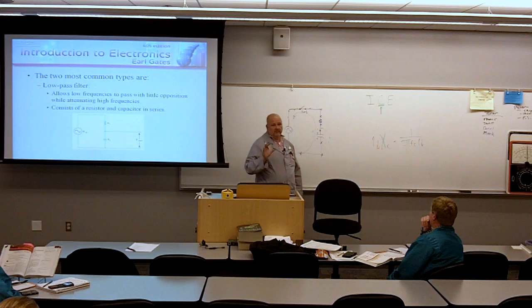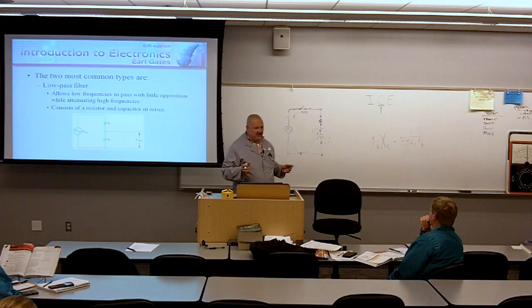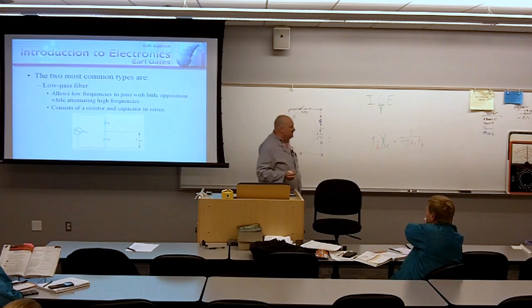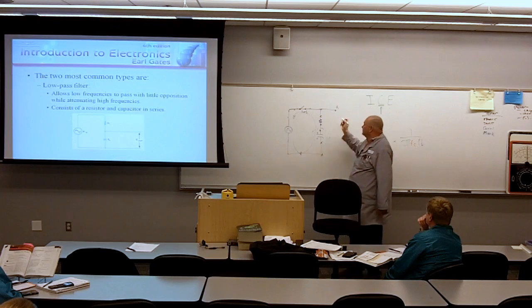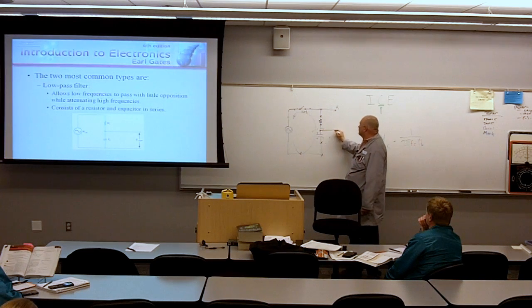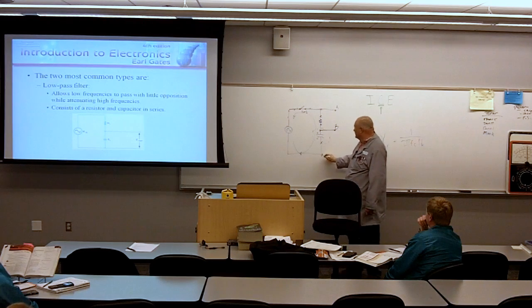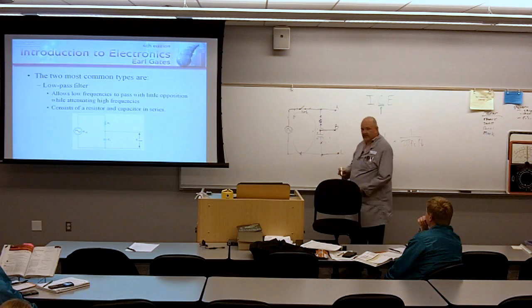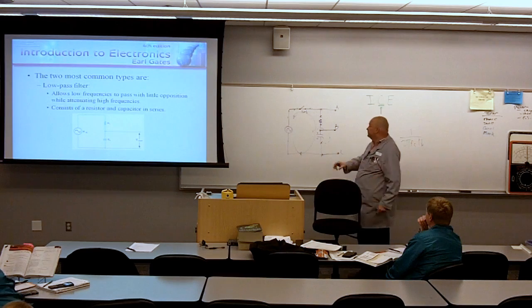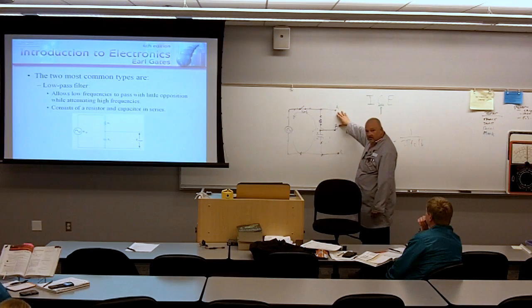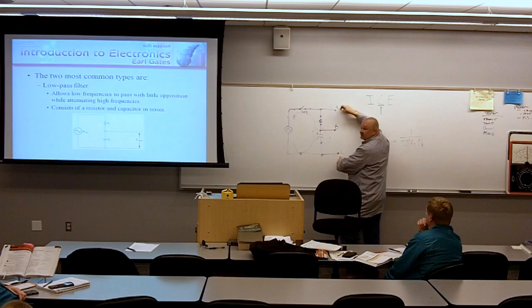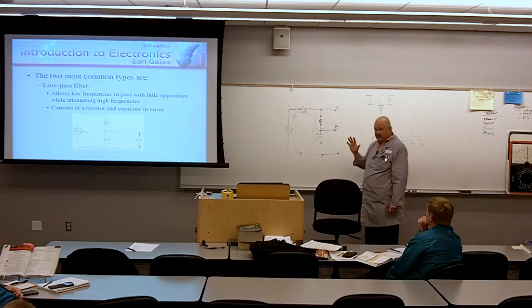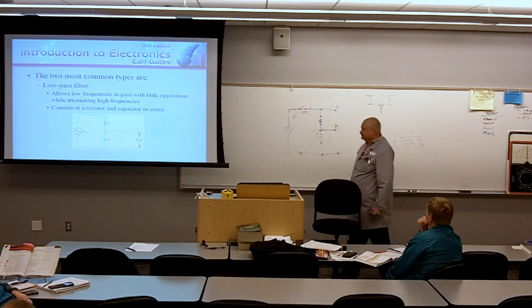Now, I've got three different combinations of components that I could measure across. I could measure at point A, I could measure at point B, and I could measure at point C. I could measure the voltage across the, what would I be measuring here? The resistor, the capacitor, which is total. Do you agree with me? Three different combinations here. Okay.